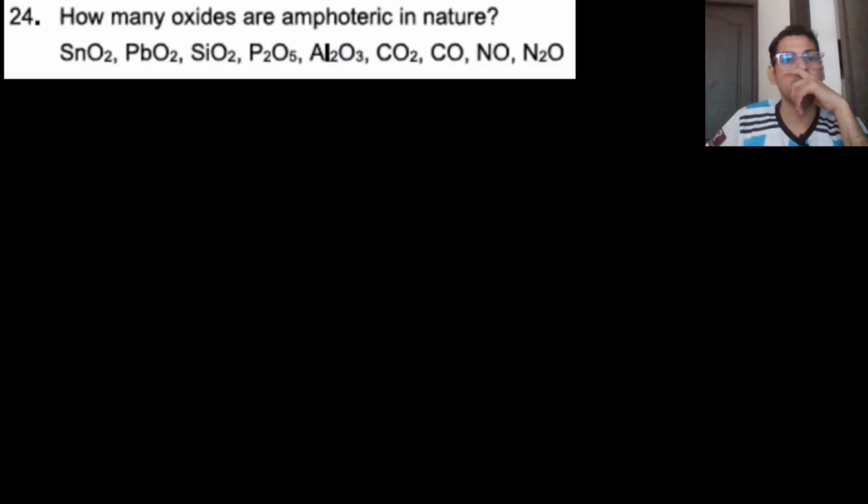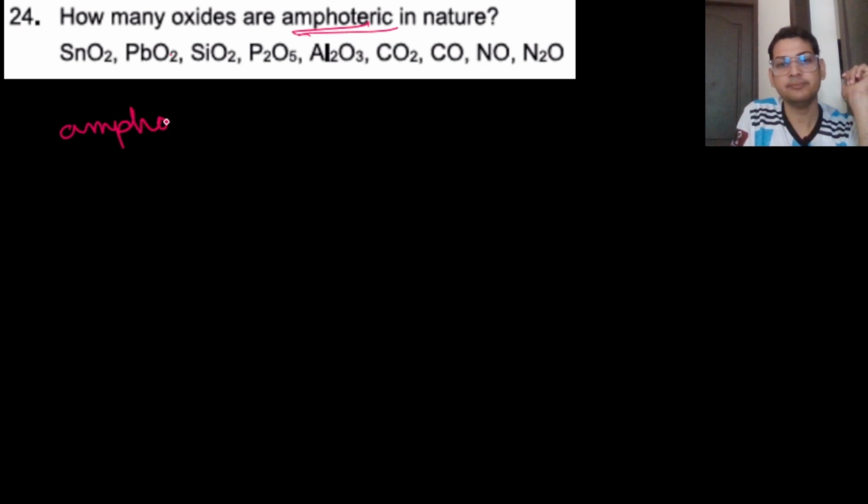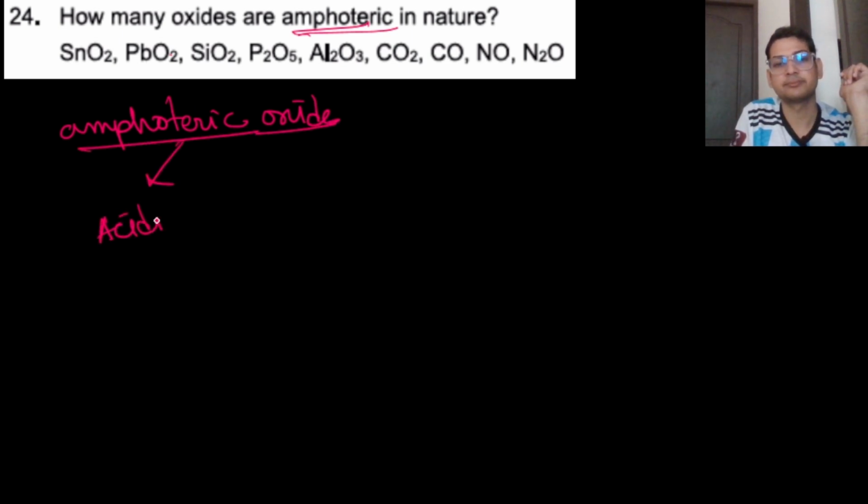What is given? How many oxides are amphoteric in nature? Now this type of question is not a very good question, I would say, because you have to remember a lot of things. But we don't have anything to do, as it is in our syllabus we have to do it. Okay, amphoteric oxide means it can show both natures. It can show some acidic character, it can show some basic character as well.